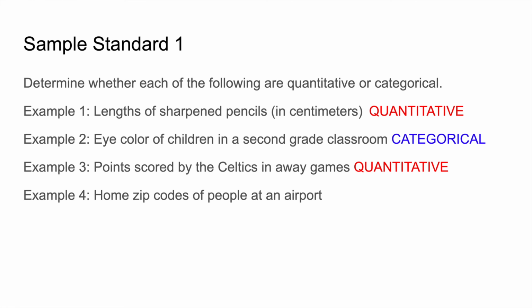And home zip codes, this is a tricky one. This is categorical. The reason for that is because while you could theoretically add up a bunch of zip codes and find the average, that number really wouldn't have much meaning in the context of the problem, right? Like if I took my zip code and added it with your zip code and we divided by two, it's not like that answer would tell us anything about the location of two people. And that's standard one.